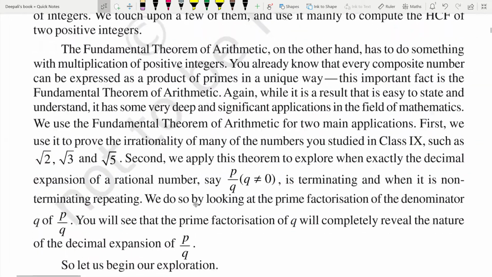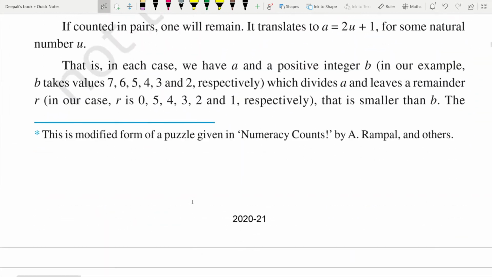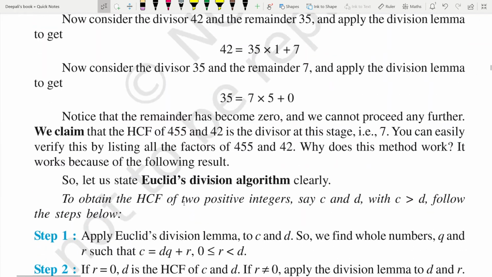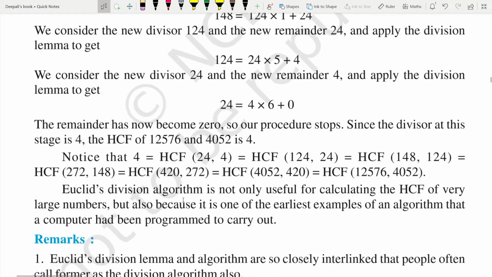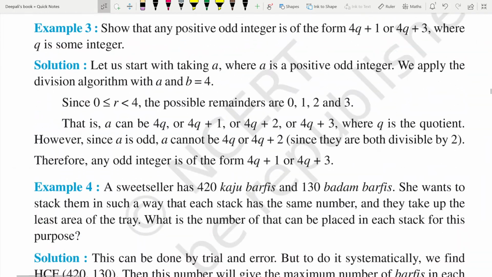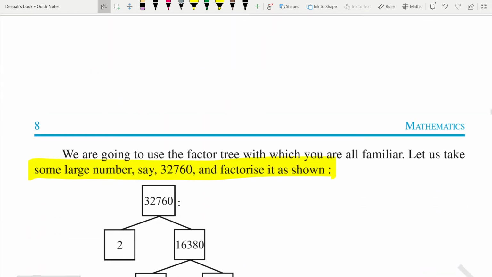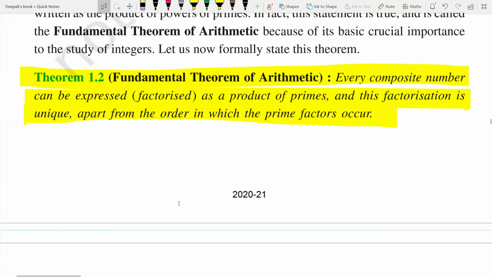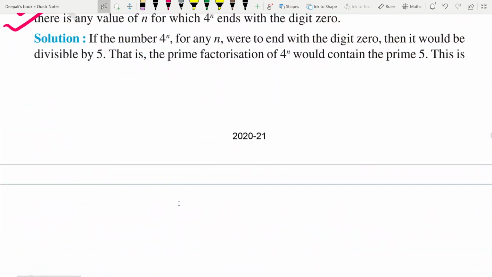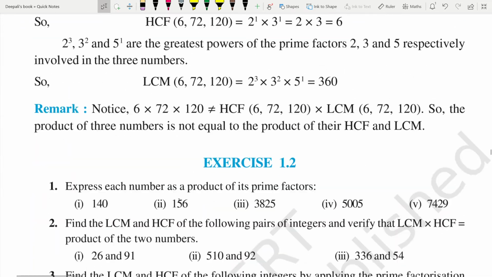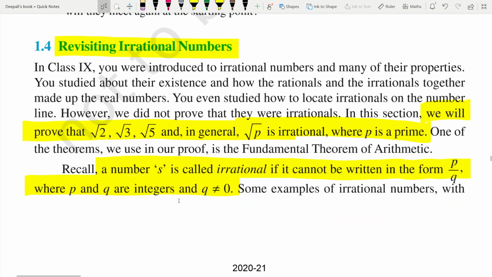Moving further with this chapter, the next topic we are going to do in this lecture is revisiting irrational numbers. Now we all have studied about rational numbers and irrational numbers in class 10. We all know that the numbers which can be written in p upon q form are called rational numbers, and the numbers which cannot be represented in the form of p upon q are called irrational numbers.